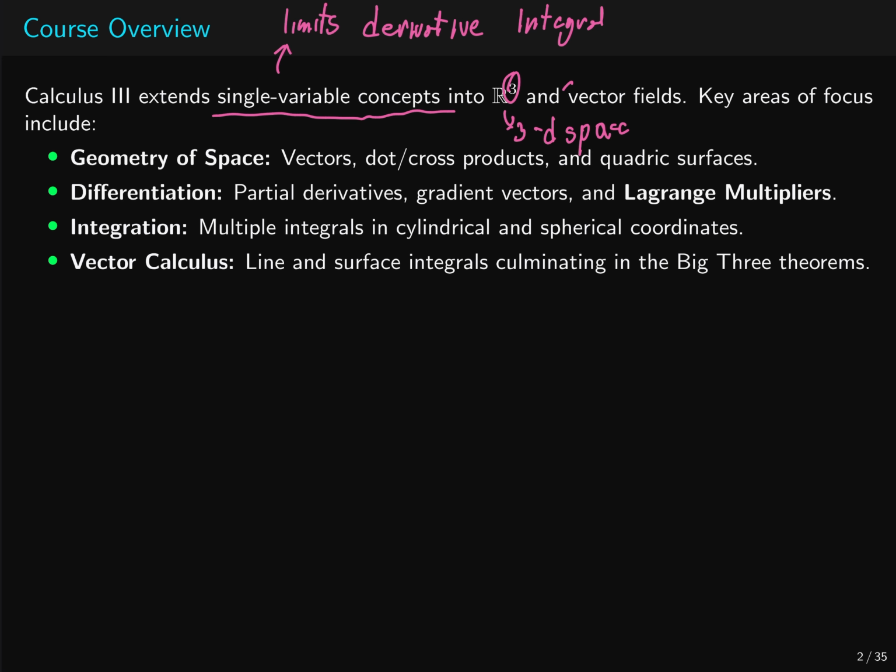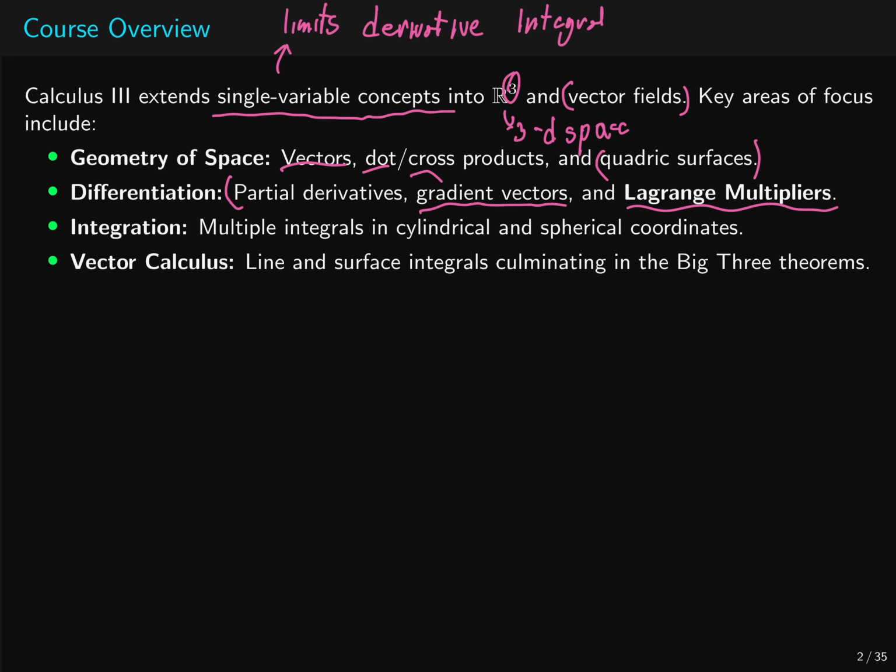And of course, we're going to be working with vector fields. Vector fields are a fundamental idea in physics, in electrical theory, in any engineering course. You're always going to see vector fields because a lot of things behave like fields. So we're going to get started in the next video with vectors. We're going to talk about the dot and the cross products, and these quadric surfaces, these 3D parabolic surfaces, or 3D surfaces, really. And then we're going to go on to differentiation, the partial derivatives, gradient vectors, and Lagrange multipliers.